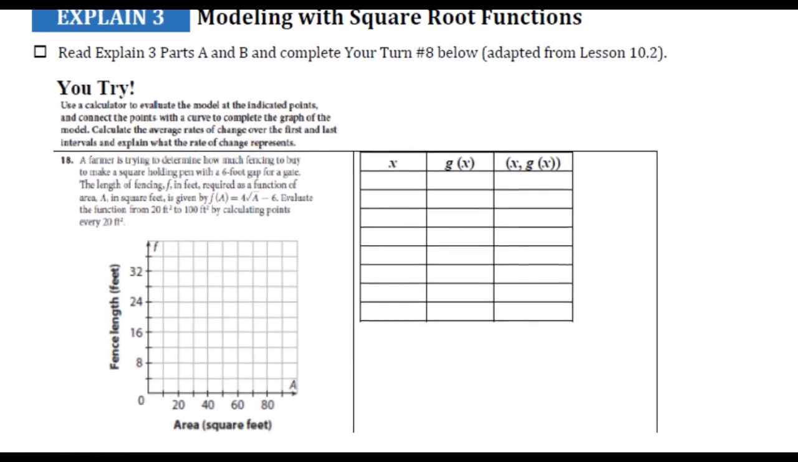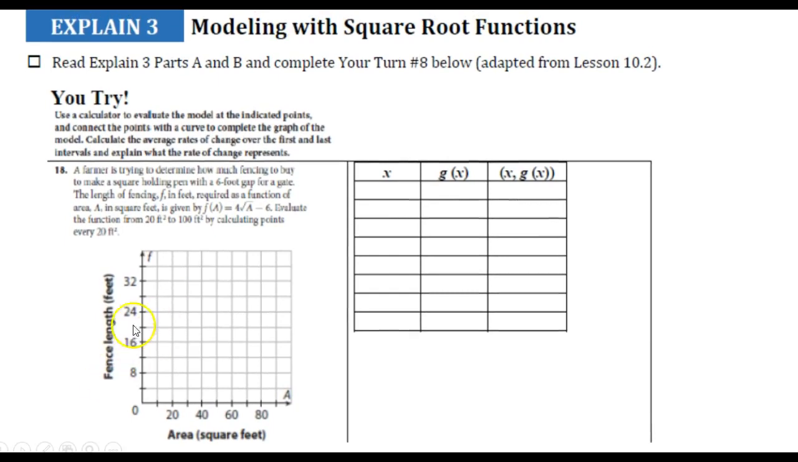So here's another one. It says, use your calculator to evaluate the model and connect the indicated points, and then calculate the average rates of change over the first and last intervals. So here we have a farmer who is trying to determine how much fencing they'll need to buy. They give this function, which I know is not really easy for you to see on the screen, so I'm going to write that out.